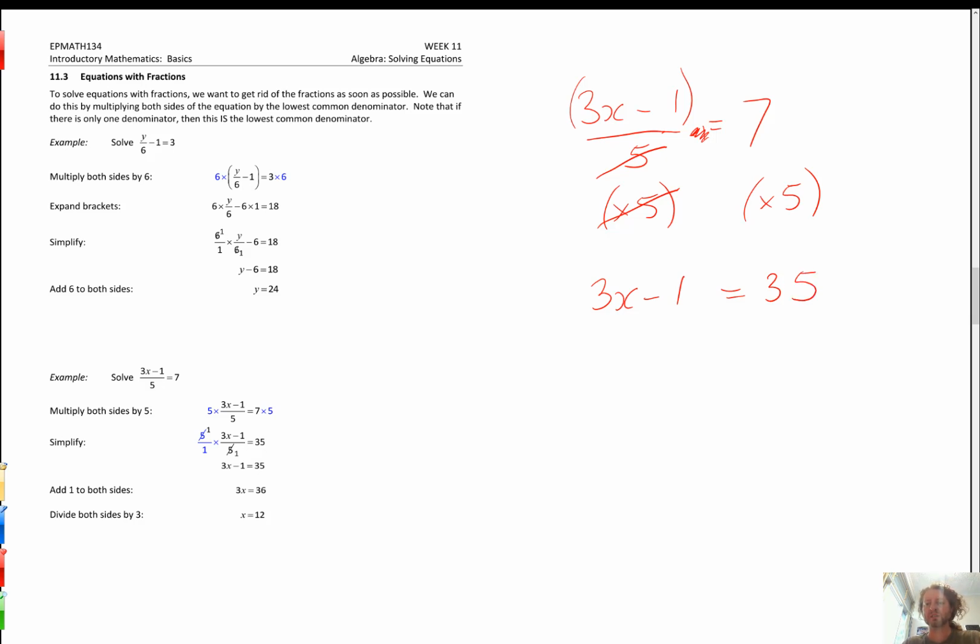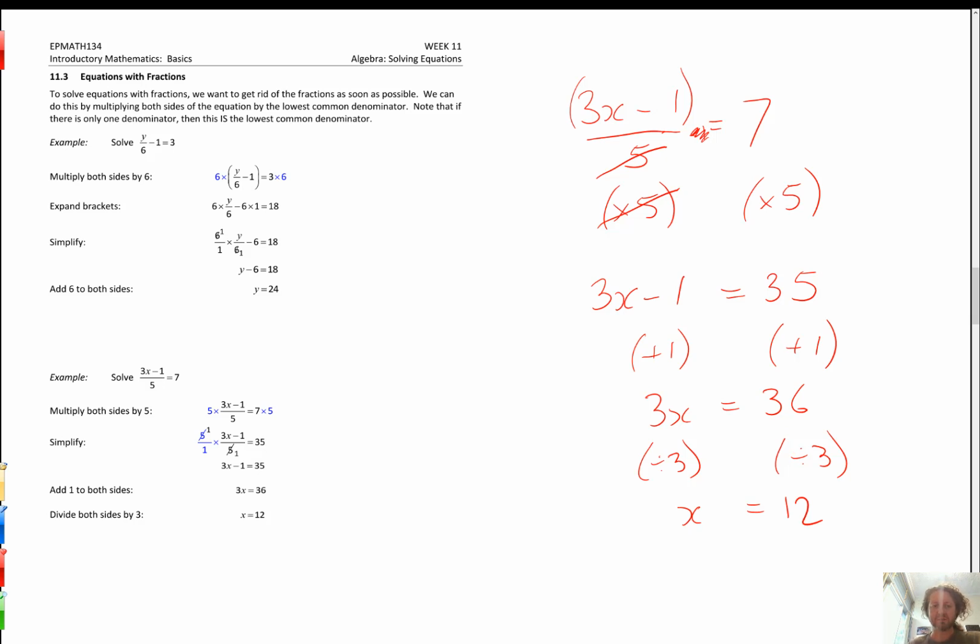Now I'm going back to my normal tactic. Get rid of plus or minuses, that's easy. Let's add a 1 to both sides to counter the minus 1. That gives me 3x equals 36. And let's divide by 3 to get rid of this times by 3. 3x divided by 3 is just the x, and 36 divided by 3 is 12.